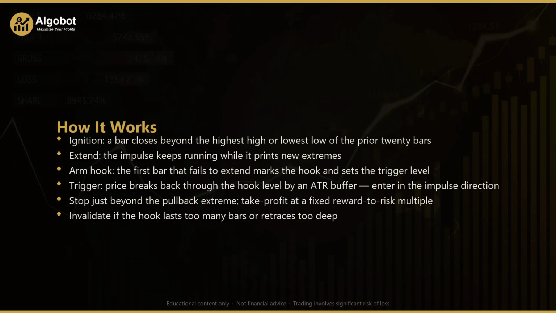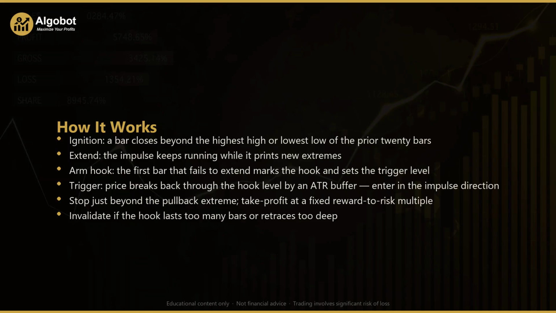Step 2 is extend. As long as price keeps posting new highs in an up impulse or new lows in a down impulse, the move is still running and no hook exists yet. The engine simply updates the impulse extreme. Step 3 is arming the hook. The moment a bar fails to make a new extreme, the first bar that can't push the trend further, that pause is marked as the hook. The impulse extreme becomes the trigger level, and the strategy begins tracking the counter extreme of the pullback, the higher low on a long setup, or the lower high on a short setup.